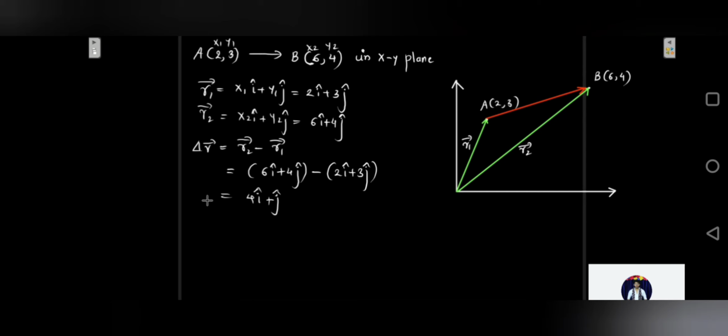Okay, so what is going to be the magnitude of this displacement vector? The magnitude is going to be root of rx square plus ry square, so 4 square plus 1 square, that is 16 plus 1, that is going to be root of 17 units. You can keep it as a root value, no problem. This is going to be your displacement vector delta r.